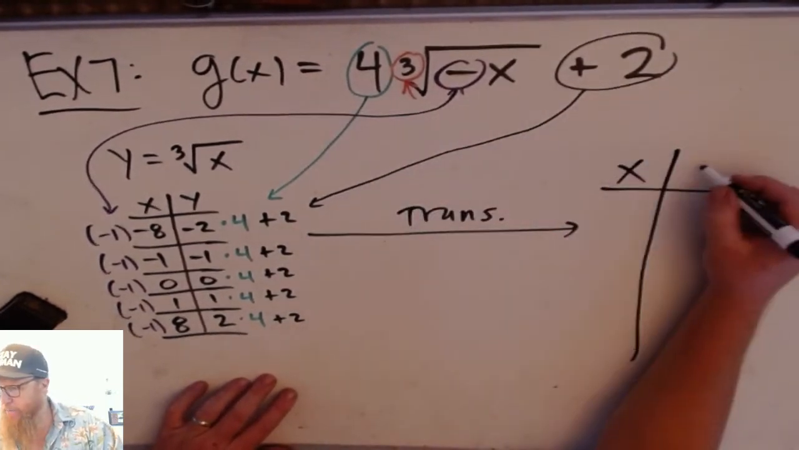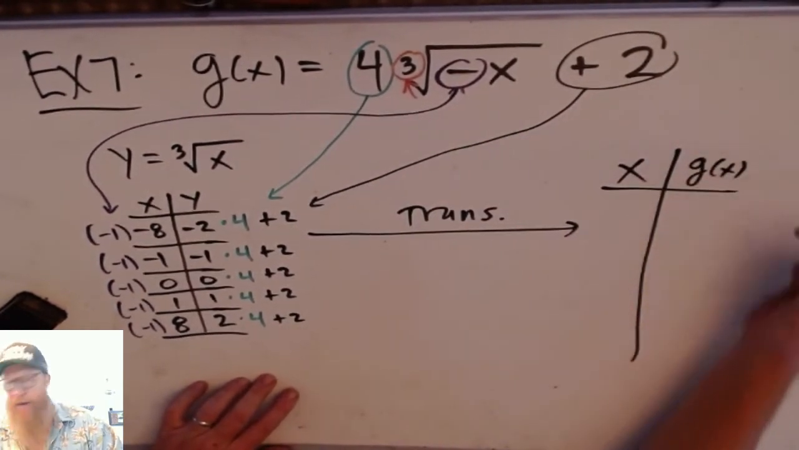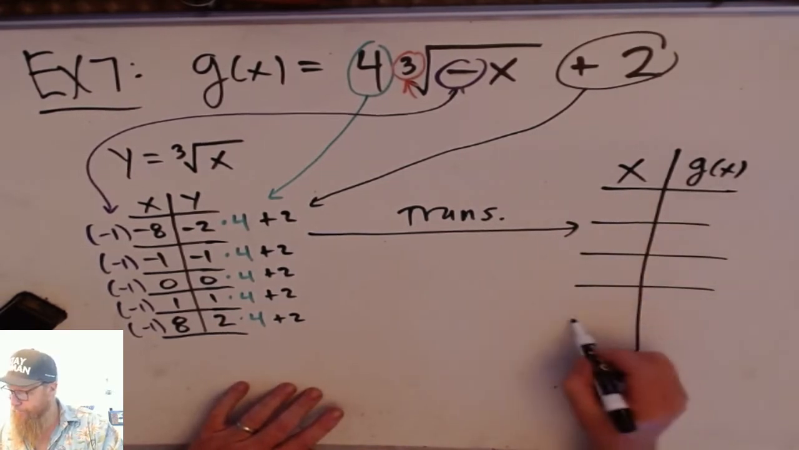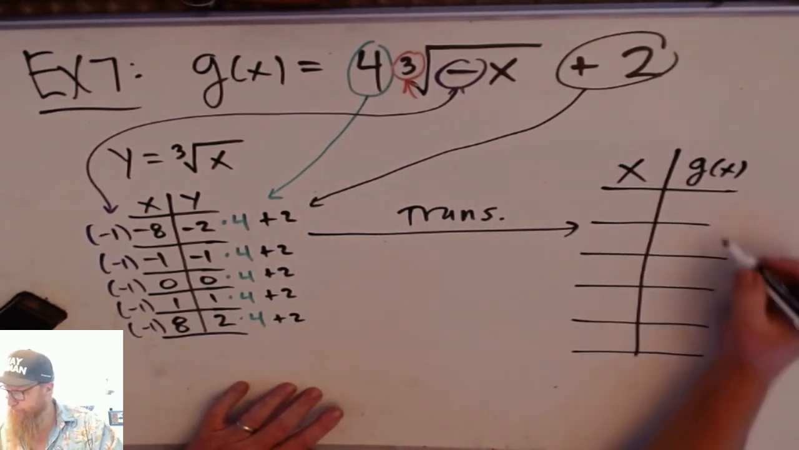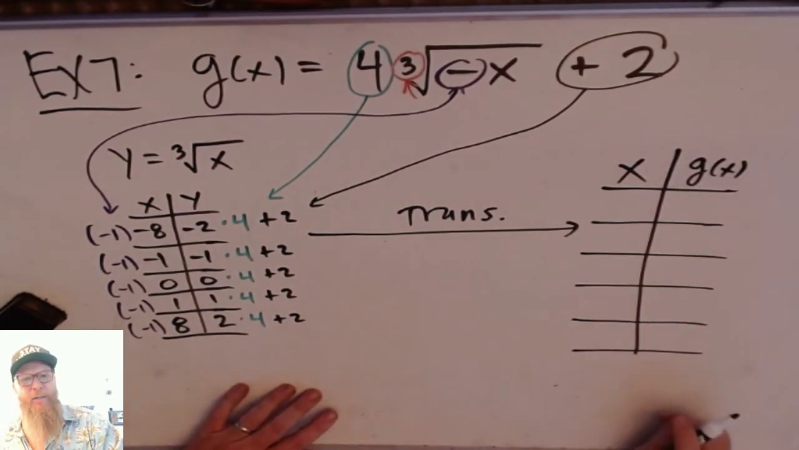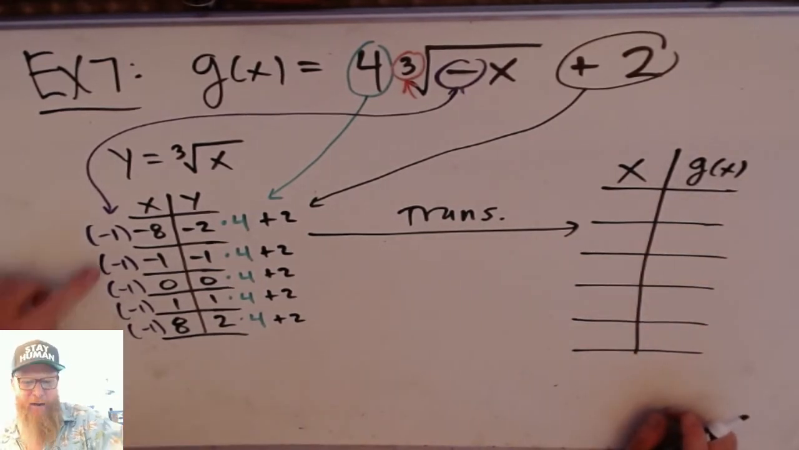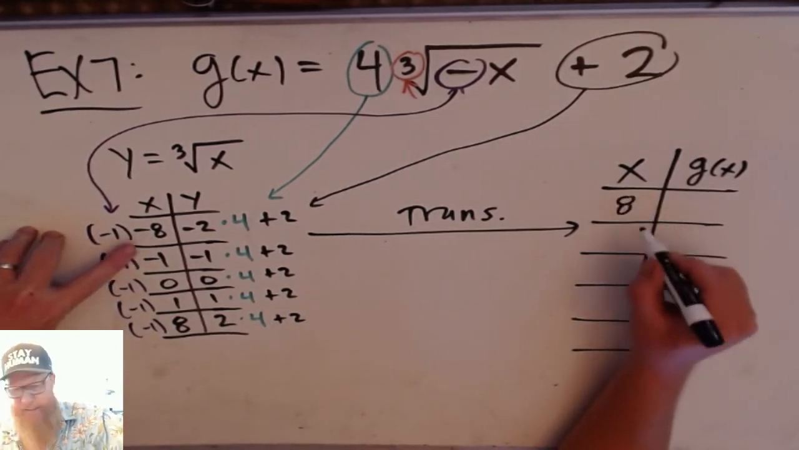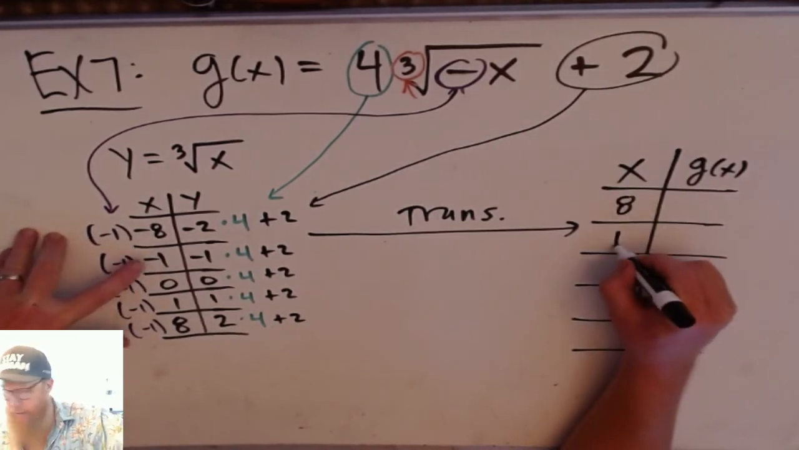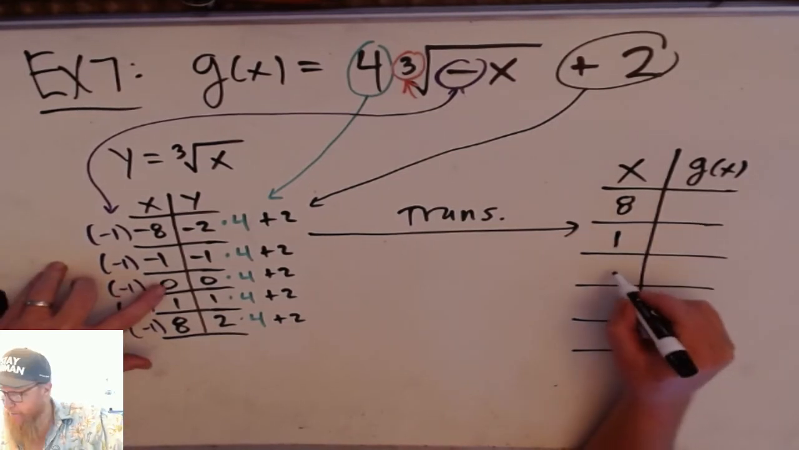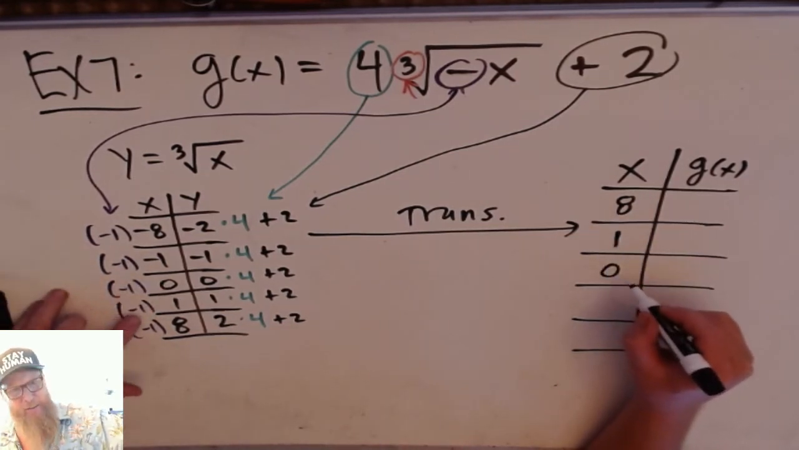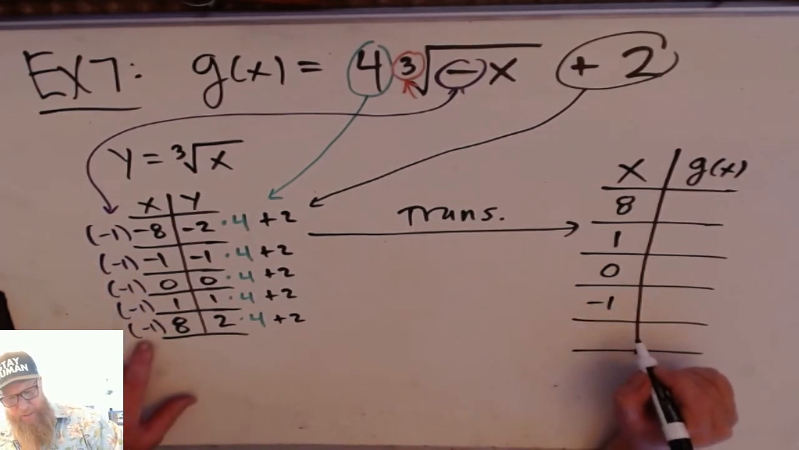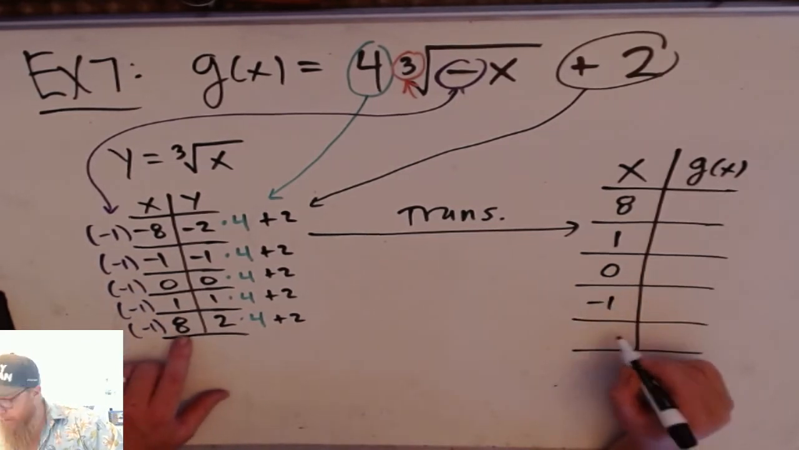Give it a name. G of x, that's your parent, gave you that name. Sounds pretty familiar, right? Do all your x's first. Negative times a negative is a positive. Negative times 0 is 0. Negative times a positive is a negative.